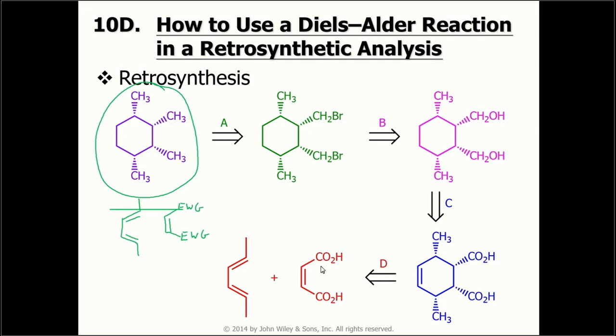Here they use carboxylic acids. But how would we do that? Well, this could have come from this molecule, which could have come from this molecule, which could have come from this molecule, which could have come from these two molecules, which are what are shown over here.